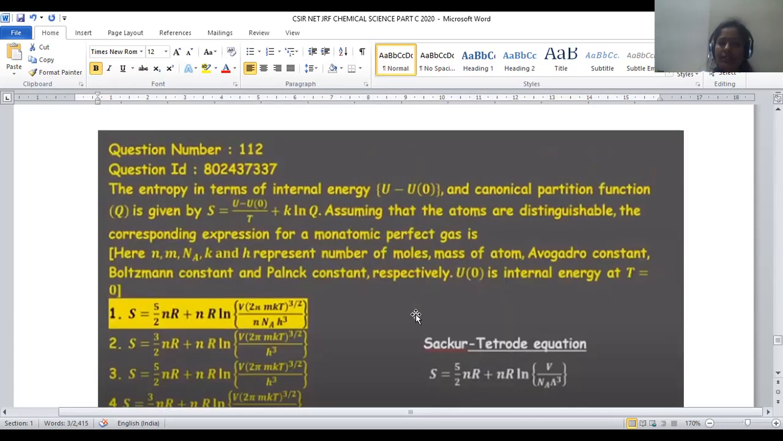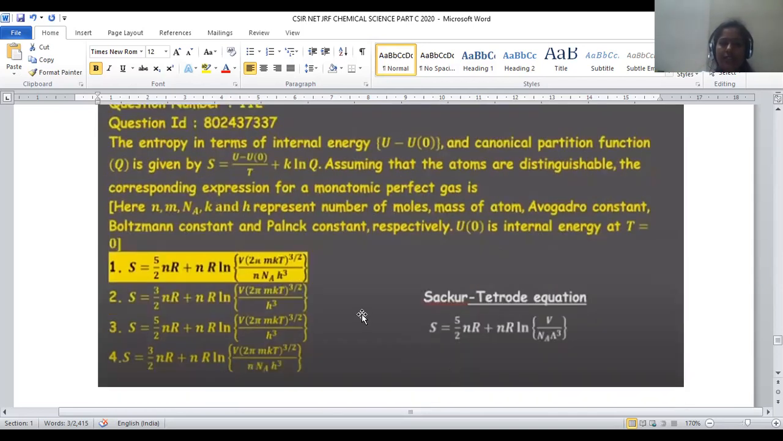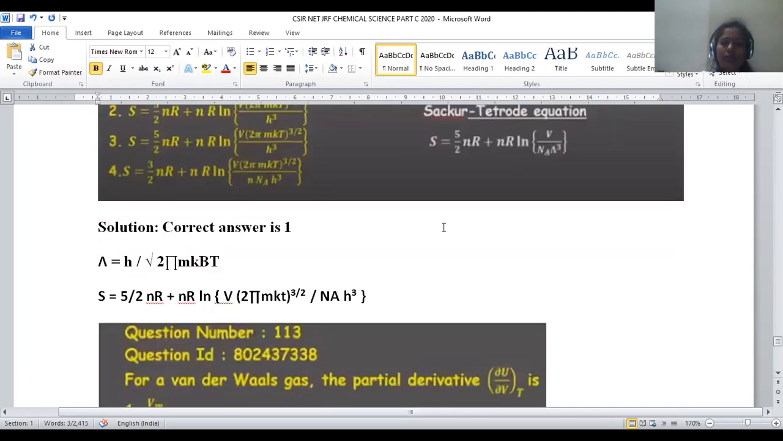This question paper courtesy is taken from IFAS Chemistry Academy, and this description is also provided from that only. S is equal to 5 by 2 nR plus nR ln V by Na lambda cube. This will be the formula. In order to calculate this lambda, it is taken as h by under root 2 pi m kB T. Lambda value is there at the denominator, so instead of this lambda, we can substitute this value.